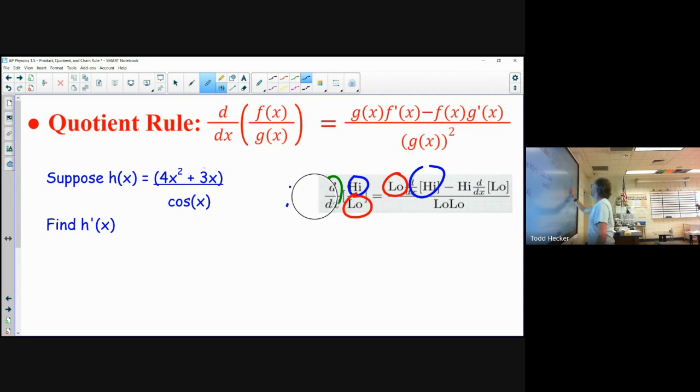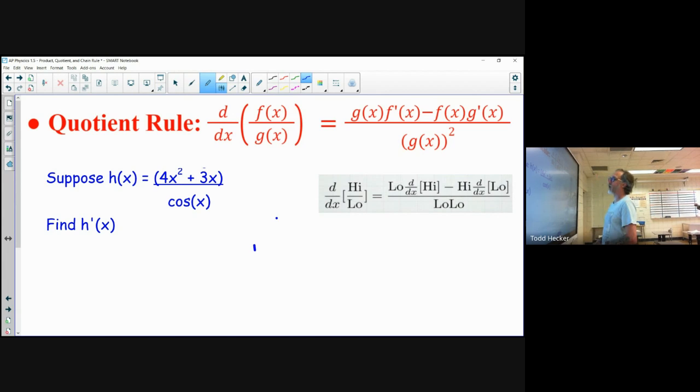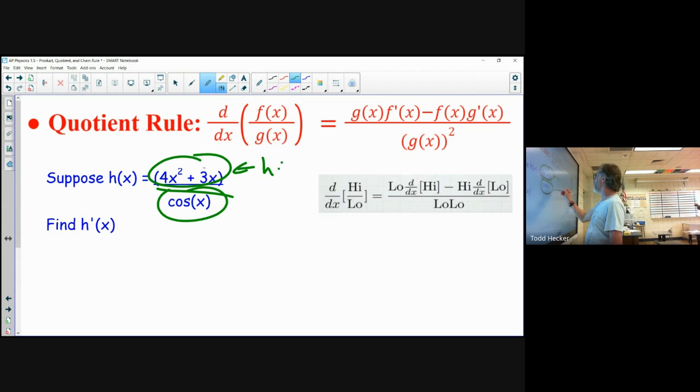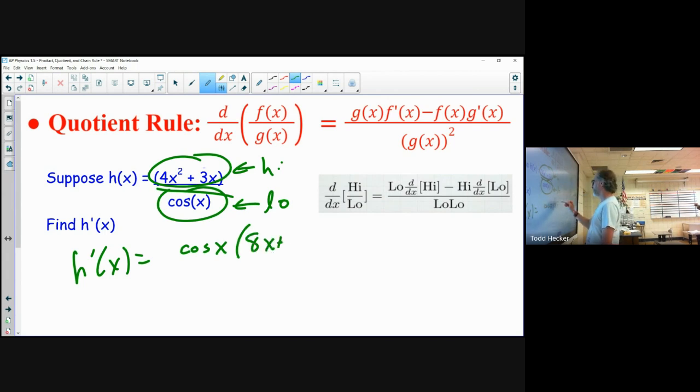At that point, it's just kind of plug and chug. So let's do this one. Here's our h of x. You can see it's this thing over this thing. So this is my high and this is my low. I want low d high. So h prime of x is low d high. Low is cosine of x. D high, that's the derivative of the top, so that's 8x plus 3.